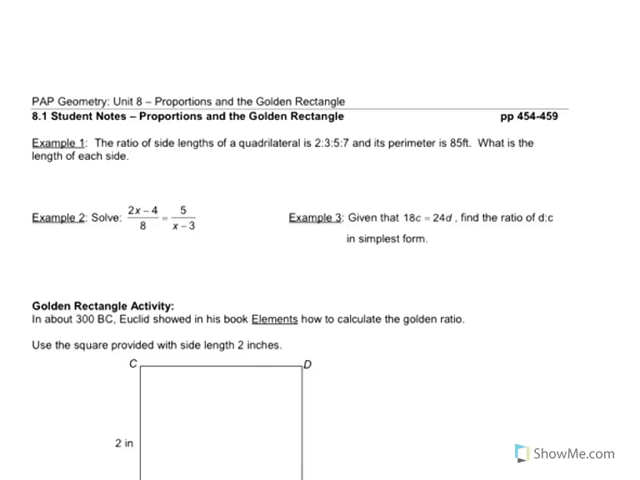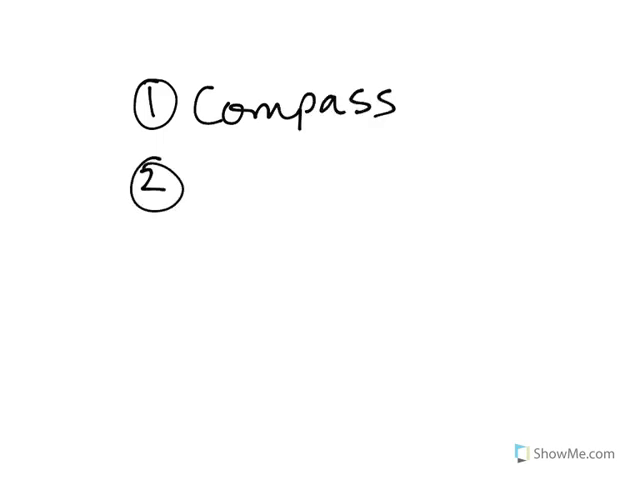Okay, these are notes 8.1 for geometry. I'm just going to warn you, they're probably going to be long. Some things you need to do are, number one, have your compass available. You need a straight edge, so like your badge, your student badge, or a ruler.